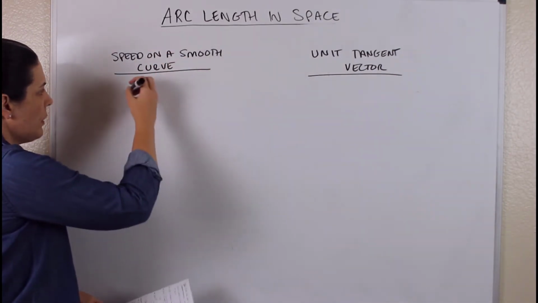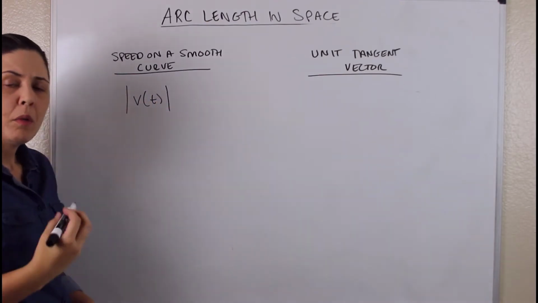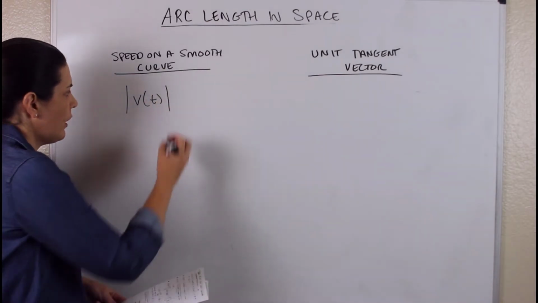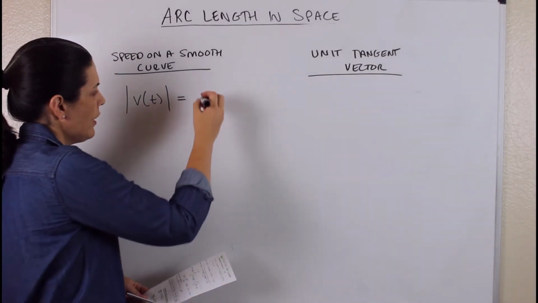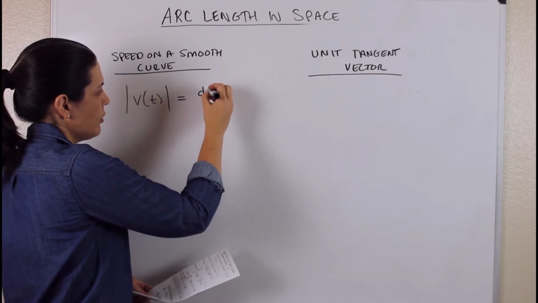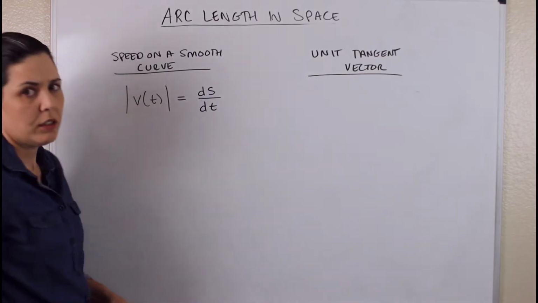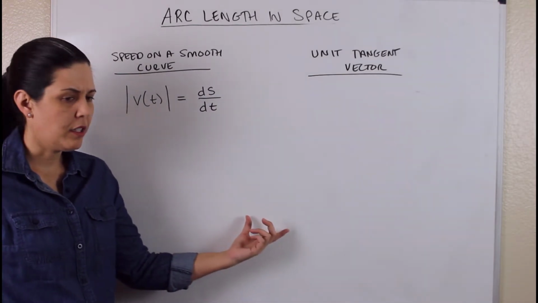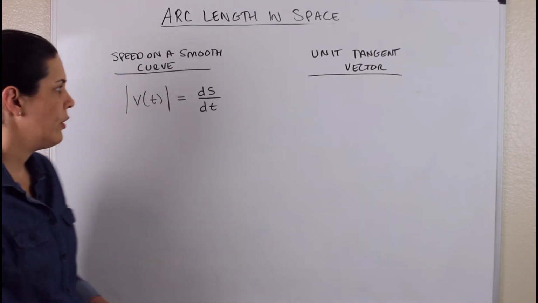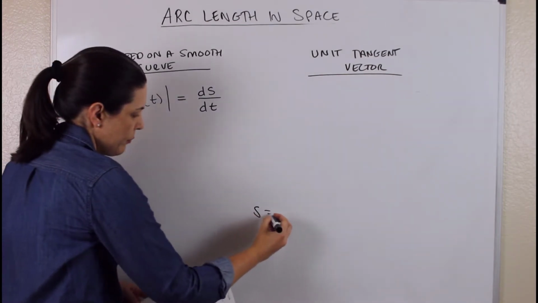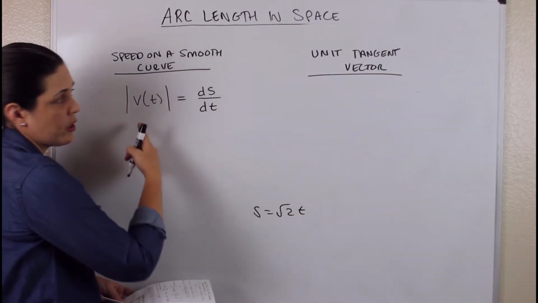So we've talked about speed before, and it is the magnitude of the velocity. But now that we learned about arc length, if you can parameterize your curve and consider arc length, this speed is actually equal to the derivative of the arc length with respect to t. So we had that equation we just had down here, s equals square root 2 t. If you were to differentiate this with respect to t, that would actually be the speed.